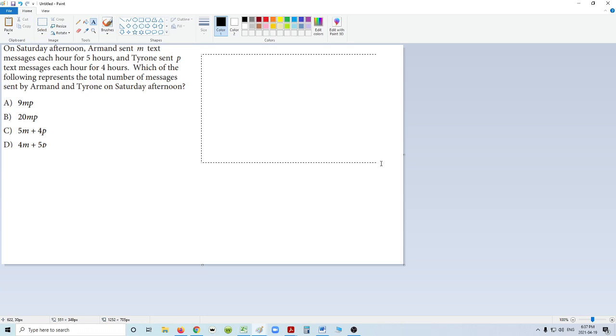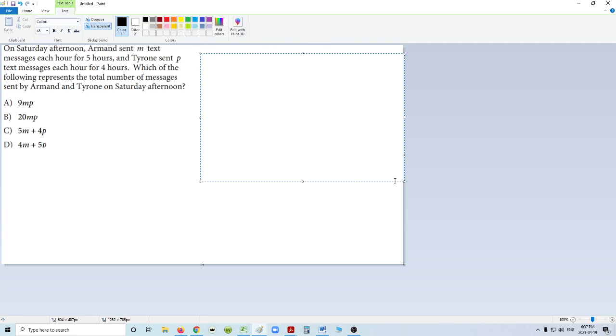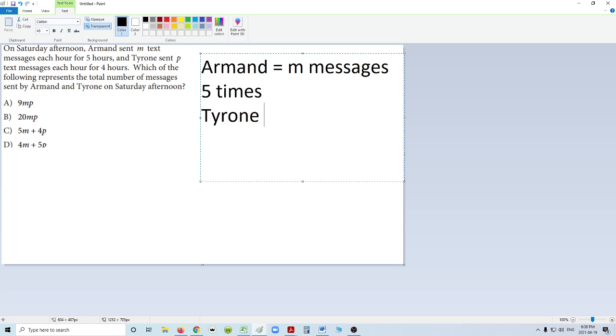So first of all, always identify this is obviously random. And sometimes it helps to do numbers. So first thing you say, well, Armand sent M messages every hour for 5 hours. So how many times that? 5 times. Every hour, 5 hours, 5 times. Tyrone sent P text messages. So summarize what you know. For 4 hours. How many times every hour for 4? 4 times.